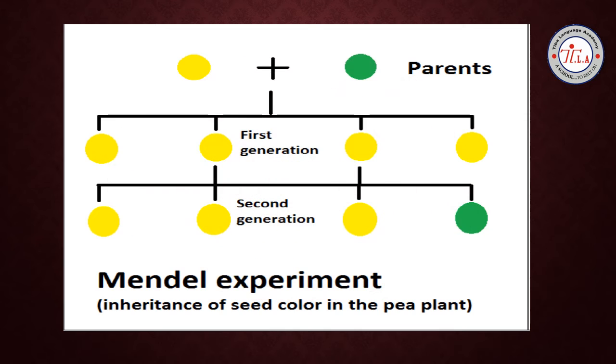So, when I cross one yellow seed with green seed, all the first generation will be yellow, so 100% will be yellow. But in the second generation, 3 seeds will be yellow, but only 1 will be green seed. So 75% will be yellow and only 1 will be green, so 25% will be green.